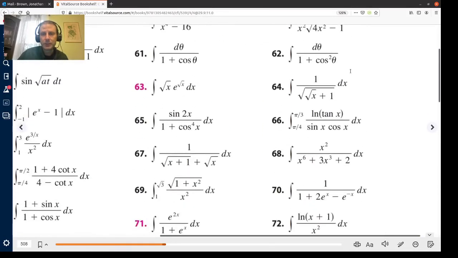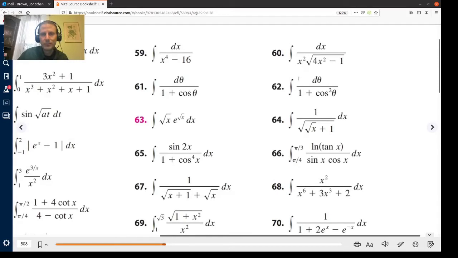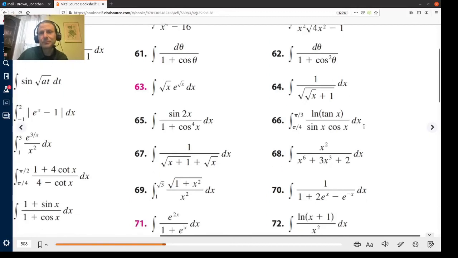Wow, there's a lot of these. So that brings us to 62. Oh man, 62. 1 over 1 plus cosine squared theta. Honestly, I have a bad feeling that that's going to be difficult. Where to begin? Beats the heck out of me. I guess I would first try an integration by parts and then maybe a substitution and hope for the best there.